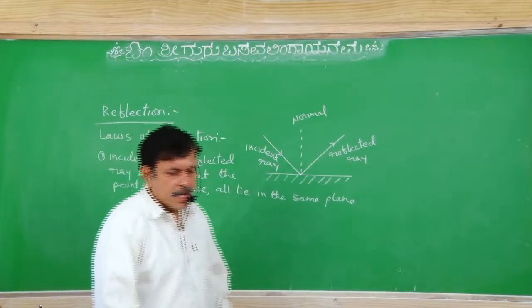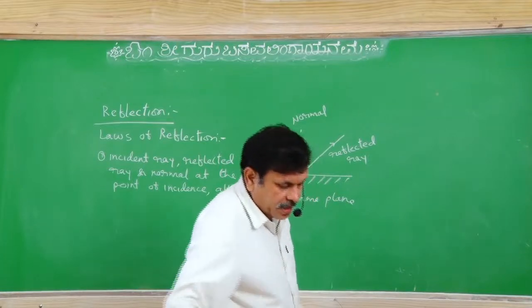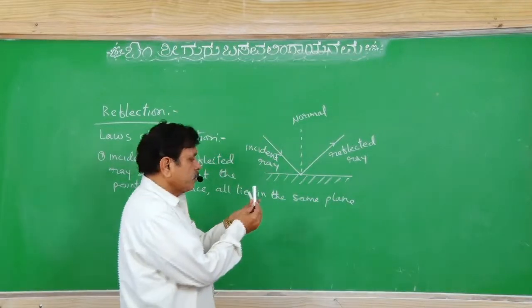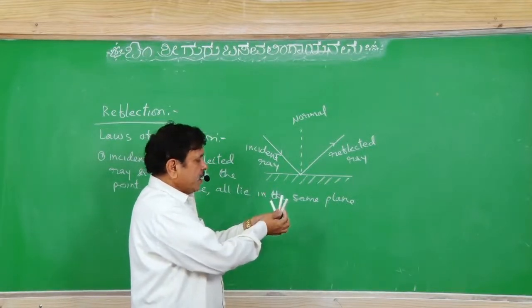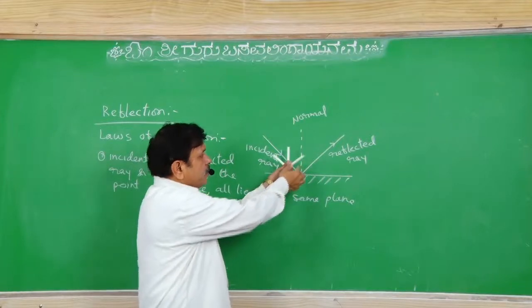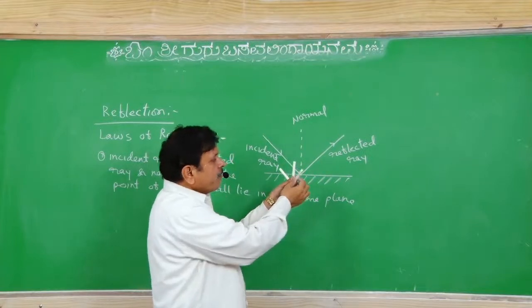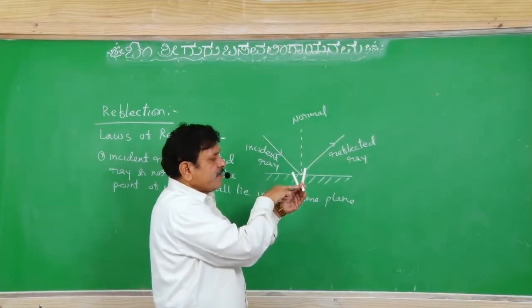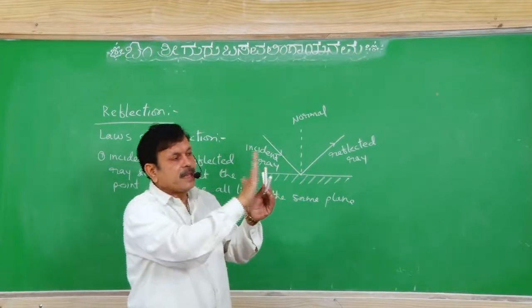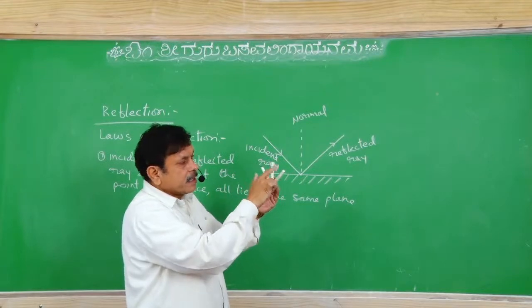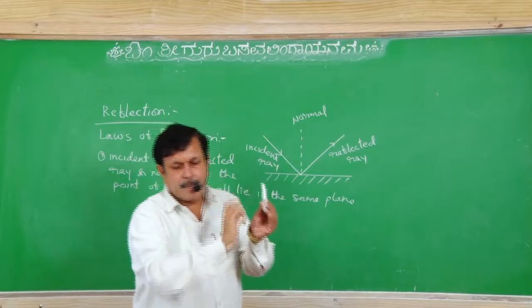What this means is, assume we have these three things. This is the incident ray, this is the normal, and this is the reflected ray. We cannot have the incident ray like this and the reflected ray like that. Always they will be in the same plane. Incident ray, reflected ray, and normal at the point of incidence all lie in the same plane.